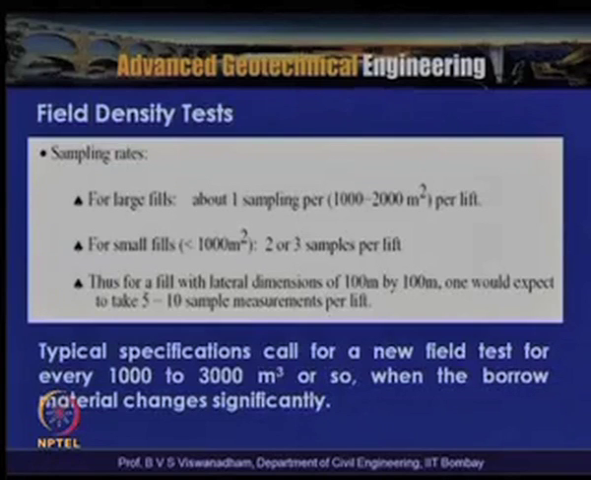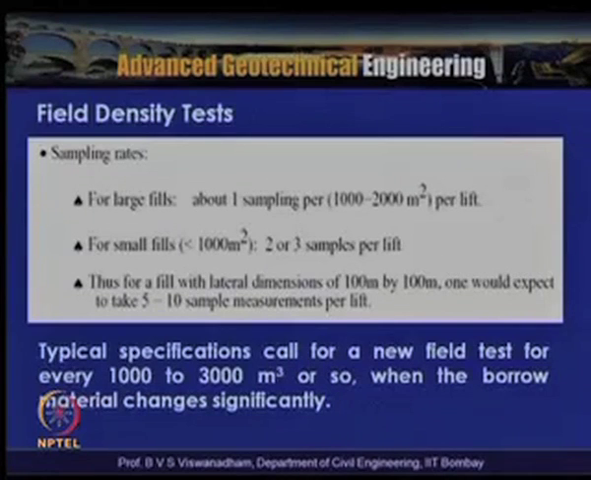And for a fill with lateral dimensions of 100 by 100 meters, one would expect to take 5 to 10 sample measurements per lift. So, if you have a fill of 100 meter by 100 meter size, one would expect to take 5 to 10 samples per lift.